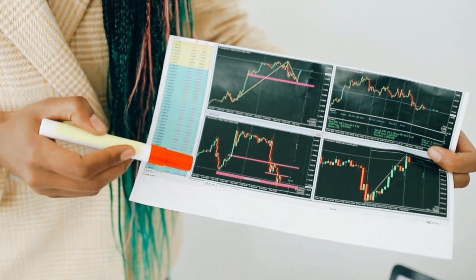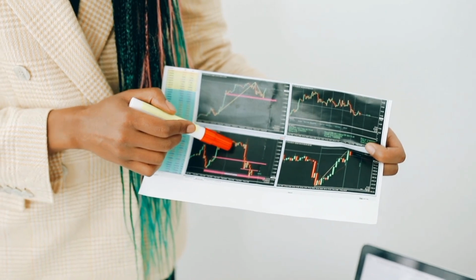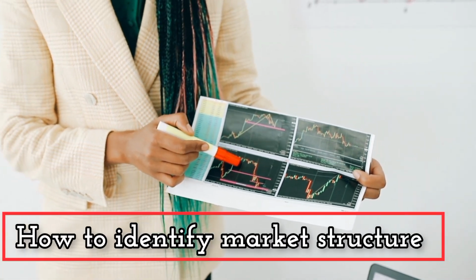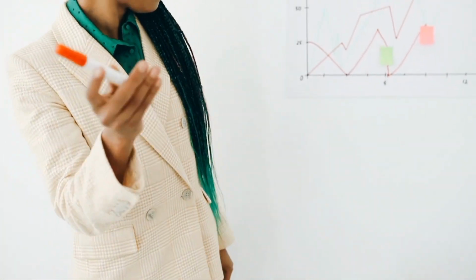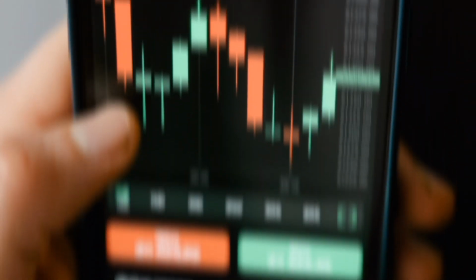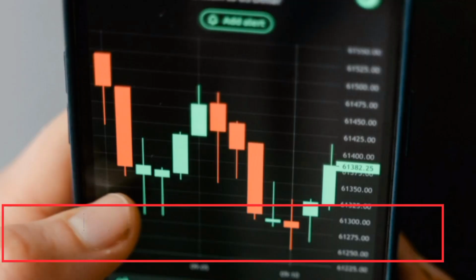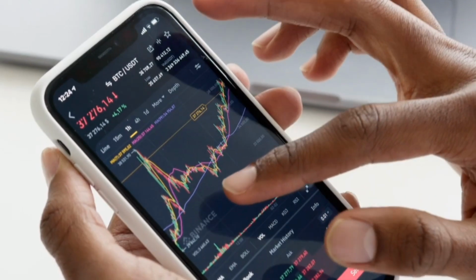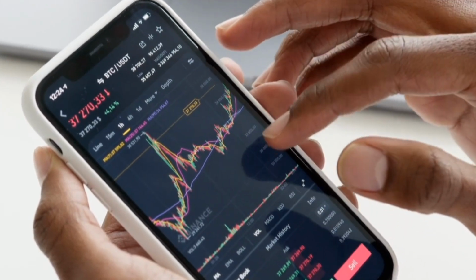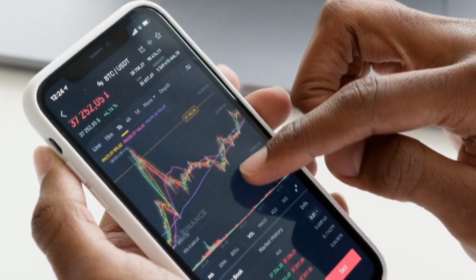So we're gonna see what market structure in trading is and how to identify bullish and bearish market structures in trading, guys, right? You'll be able to learn many things. Actually, market structure acts as a guide for understanding upward, downward and sideways trends, right? The same principle can be used in any type of market, because we have different types of markets: stocks, futures, forex and commodities, right? So it can be followed.